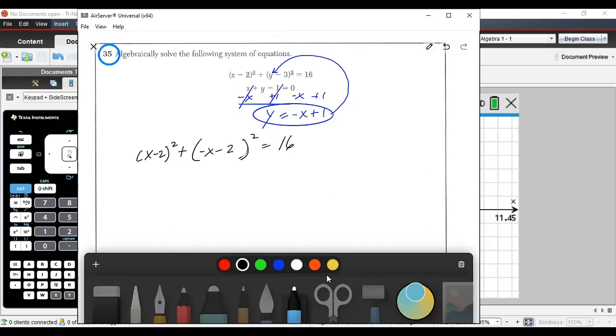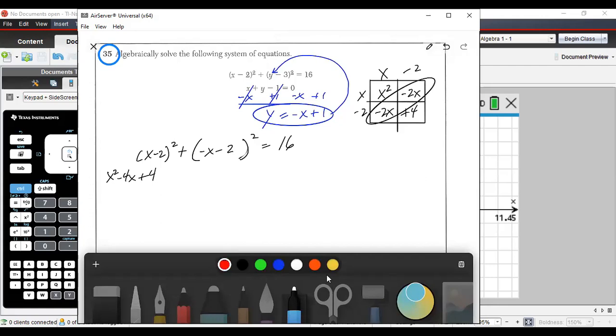All right, so now we can use the boxes. So this is X minus 2, X minus 2. So this is going to be X squared. This is going to be a negative 2X. This is going to be a negative 2X. This is going to be a positive 4. Add those together. We're going to have X squared minus 4X plus 4.